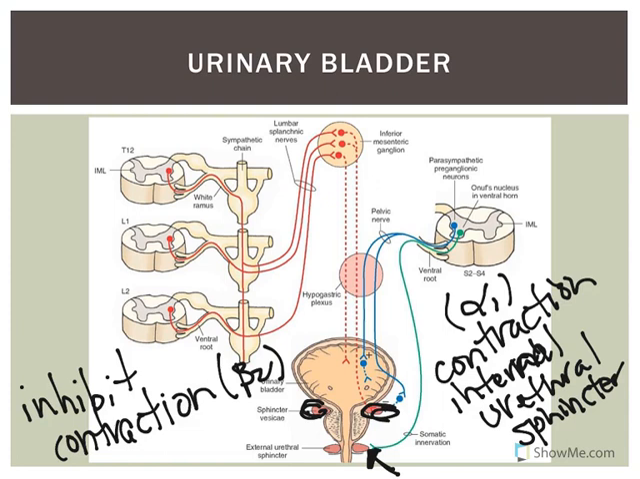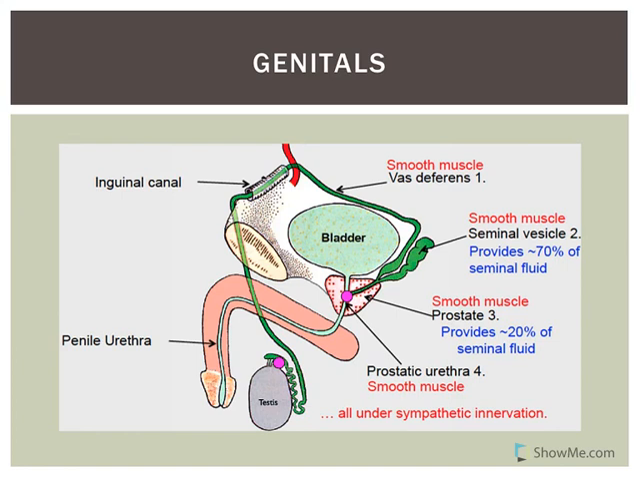So what you'll notice is a common theme. Alpha 1 adrenergic receptors, wherever they're located, those are going to be stimulatory. They're going to cause those muscles to contract. The beta 2, they were inhibitory. They're going to cause muscles to relax. The beta 1 we saw, I only used that as an example, was in cardiac muscle. That was stimulatory.